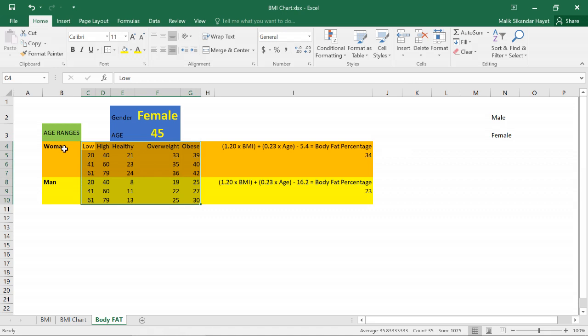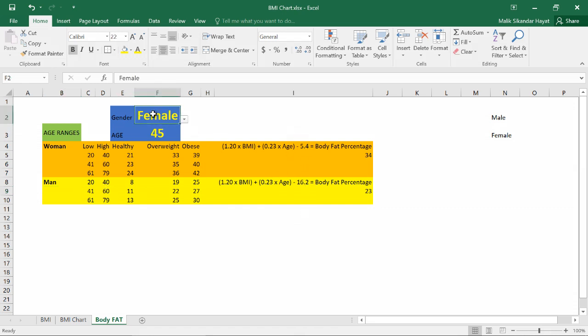For women it is different, for a man it is different, and there are formula differences as well. So this is the formula, a few things are hard coded: 1.20 into BMI from our first sheet, plus 0.23, same for both women and men, into age, which we will take from here. Gender we are addressing over here, minus 5.4, and here is minus 16.2. This is the difference between both genders, right?